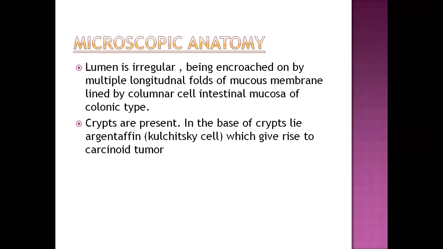Another name of this cell is Kulchitsky cell. This is the commonest origin of the carcinoid tumor. Carcinoid tumors originate from these argentaffin cells, and the appendix is the most common site for carcinoid tumor in the body. It occurs in other places also, but the appendix is the most common site.